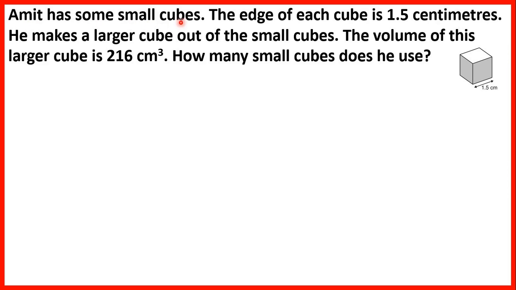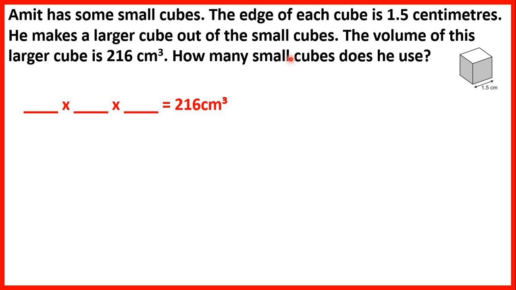Amit has some small cubes. The edge of each cube is 1.5 centimetres. He makes a larger cube out of the small cubes. The volume of this larger cube is 216 centimetres cubed. How many small cubes does he use? Well, first of all, let's find the dimensions of the larger cube. So we need to think what times what times what is 216.